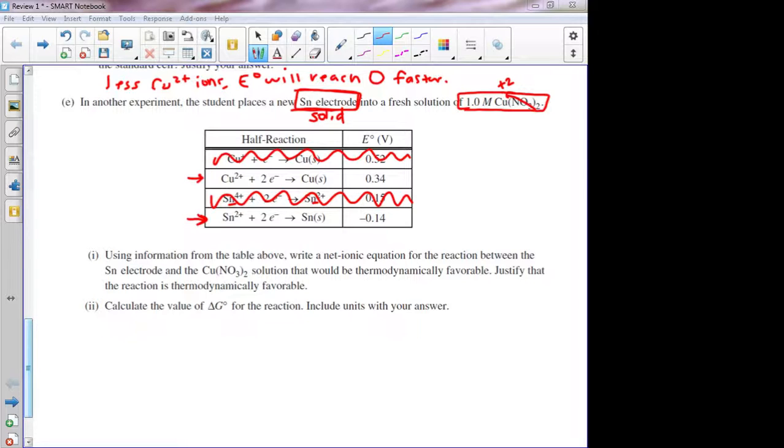Okay. 1. Using information from the table above, write a net ionic equation for the reaction between the tin electrode and the copper 2 nitrate solution that would be thermodynamically favorable. So let's do that first. So let's do the net ionic equation. When we do the net ionic equation using half reactions, we want those electrons to cancel, which means I need to have some electrons on the reactant side and some electrons on the product side. So when I look at both of these, I see that the electrons are both on the what? Reactant side.